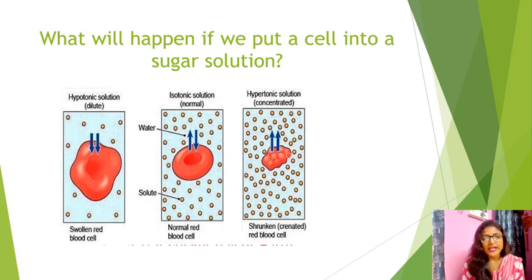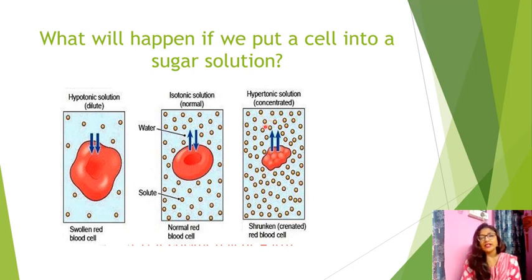So this type of solution is called hypotonic. In a hypotonic solution, the cell will start swelling. In an isotonic solution, the concentration of the outside solution and inside the cell are the same. This is an isotonic solution. Here the cell will be unchanged.